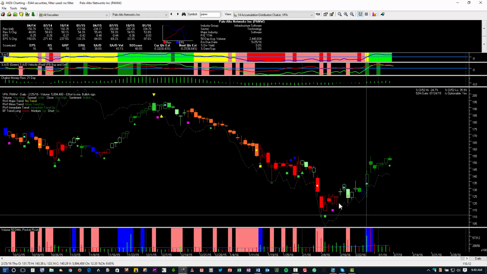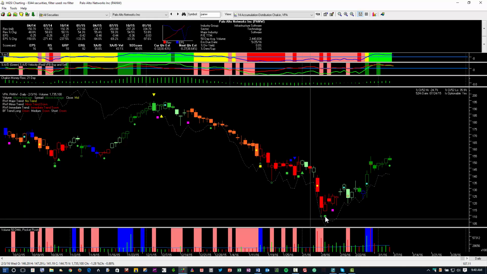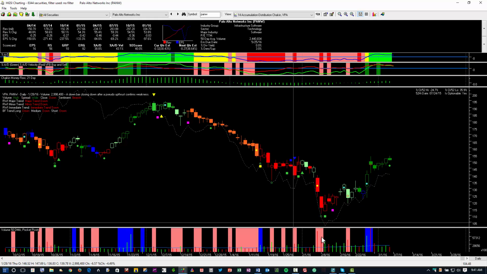Why? Because this is a very strong move down. Well, let's just look at some of these signals here. Did this stock really build a base? No. But if you look at this VPA signal here, what is that? That is a selling climax. If you click on this, it's called stopping volume in HGSI, but it's a selling climax. How do I know? Because look at the volume here.